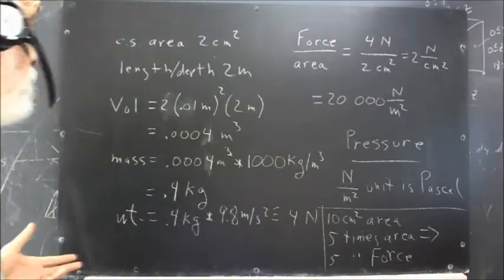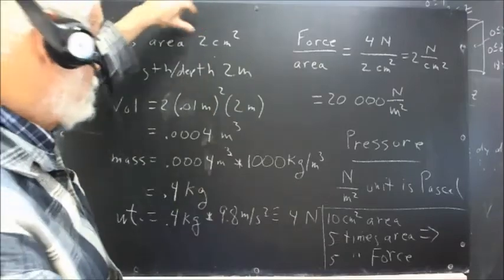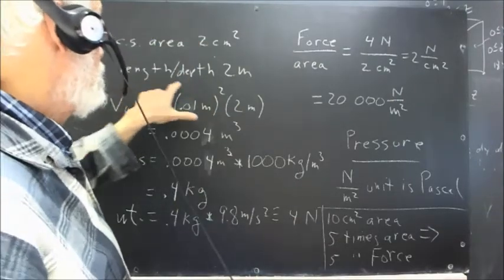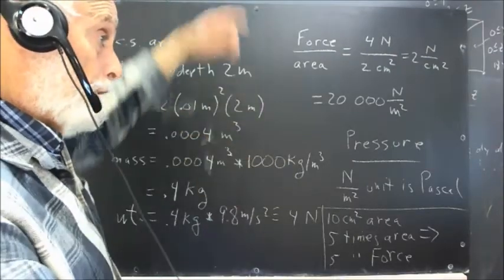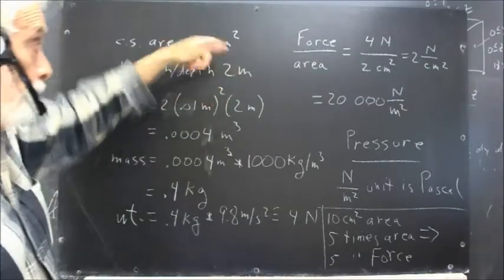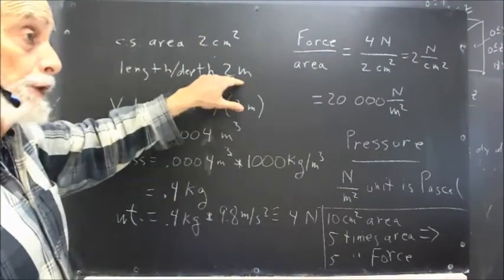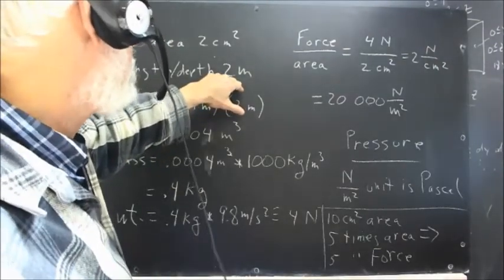Our first question was, if we have a tube, a plastic tube, whatever kind of a tube, with a cross-sectional area of 2 square centimeters, its length or depth is 2 meters. Okay, we got 2 meters of water filling the tube, and the tube is in a vertical position. Question is, what's the weight of the water in the tube?